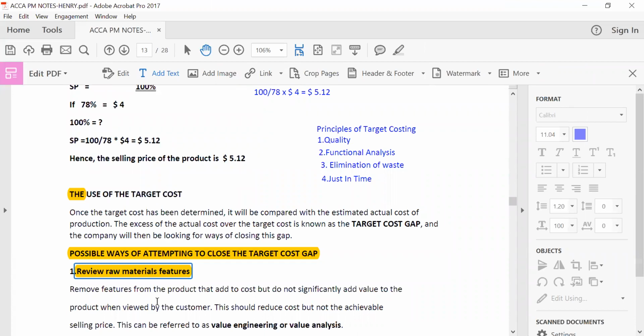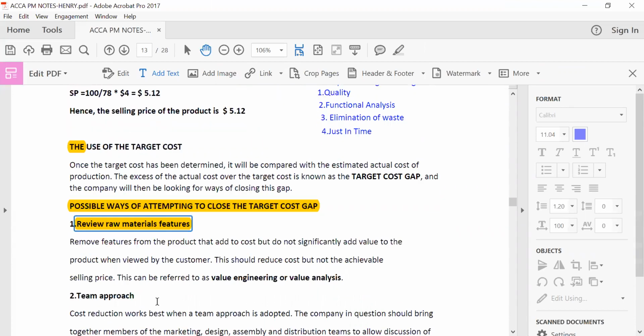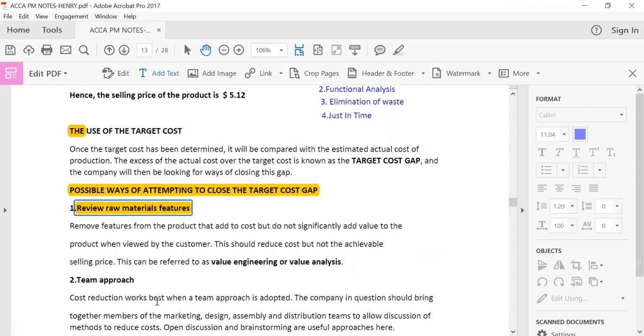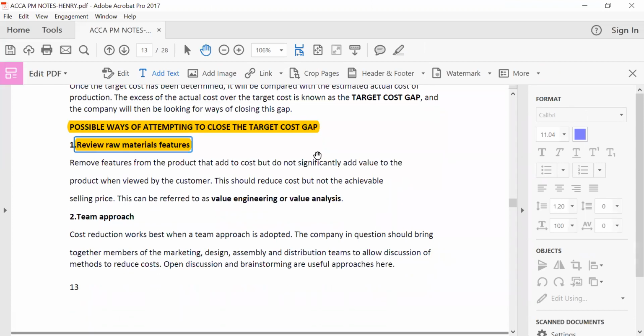Review raw material features. You can review that. Probably maybe the earlier one was really expensive. You can review that to reduce that cost. The second point, we can look at team approach. So we are saying that cost reduction works best when a team approach is adopted, right?